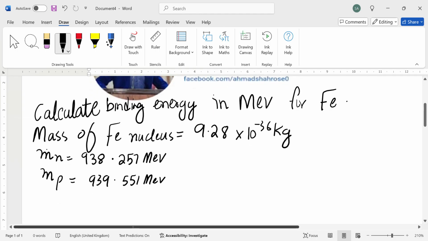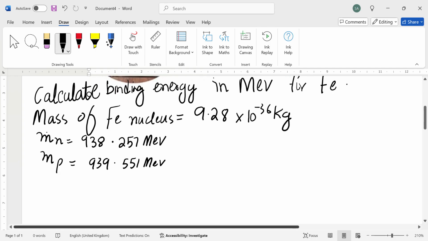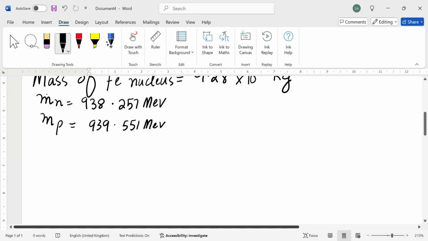The question is: calculate the binding energy in mega electron volts for iron. The mass of the iron nucleus is given as 9.28 × 10^-36 kg. The mass of the neutron is also given, that is 938.257 mega electron volts. That is the rest mass for the neutron, and the rest mass for the proton is also given.